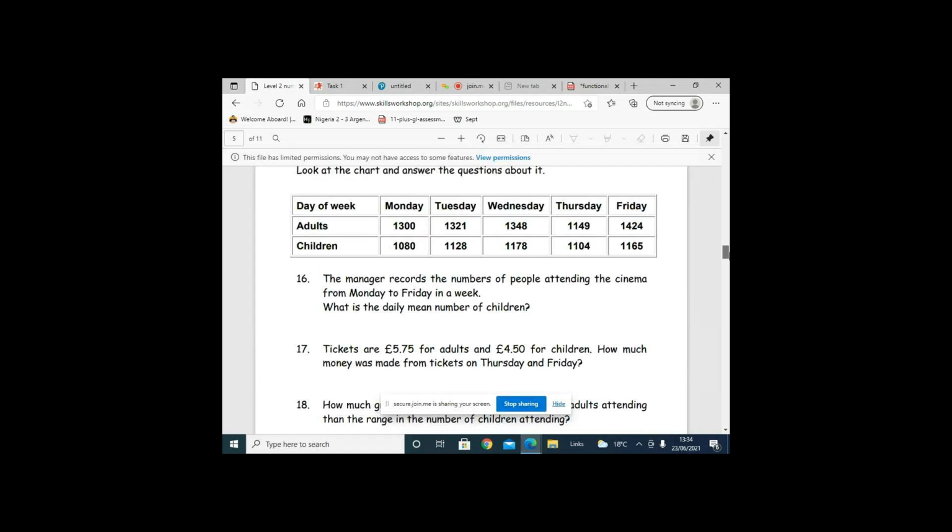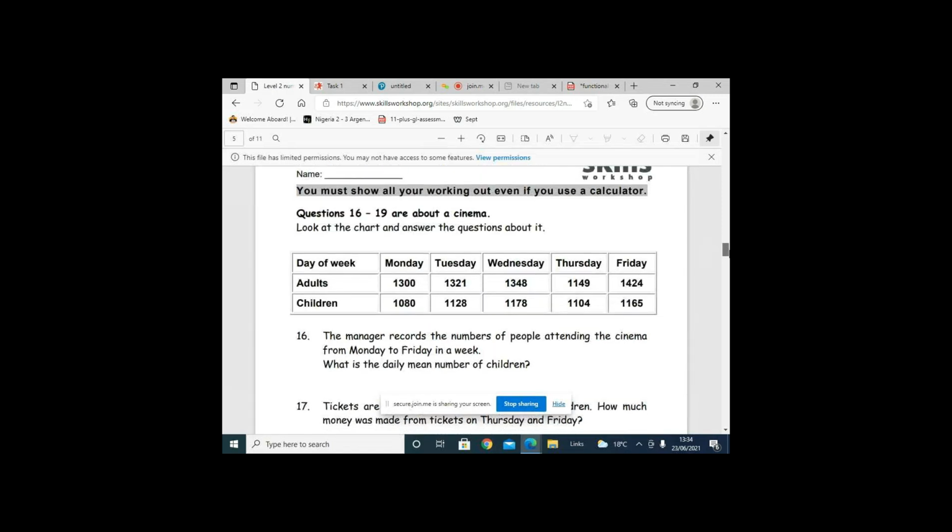Okay, let's look at this question now. Do you want to try this question? They record the number of people attending cinema from Monday to Friday. What is the mean number?